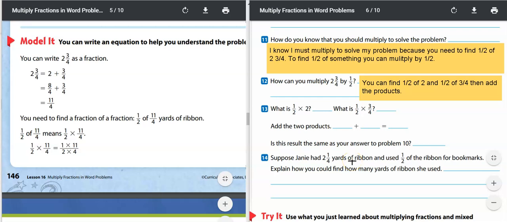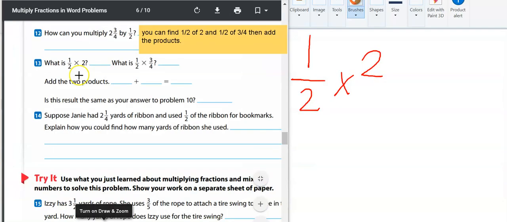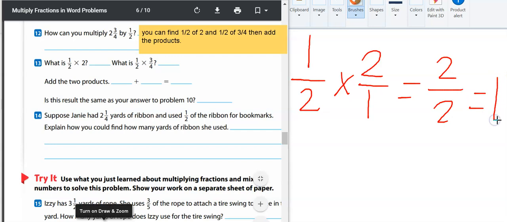So one method to multiply 2 3/4 by 1/2 is to find 1/2 of 2 and 1/2 of 3/4. Then add the products. So number 13 breaks down how they expect you to work that out with that method. So that means I'm going to multiply 1/2 times 2. So let's work that out now. If I were to find the product of 1/2 times 2, I know that 2 is the same as 2 over 1. So 2 times 1 is 2, and 2 times 1 is 2. So 2 over 2 equals 1. So that's my first product.